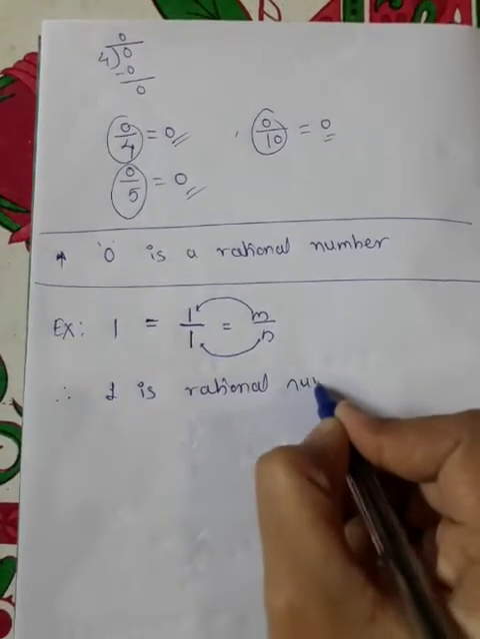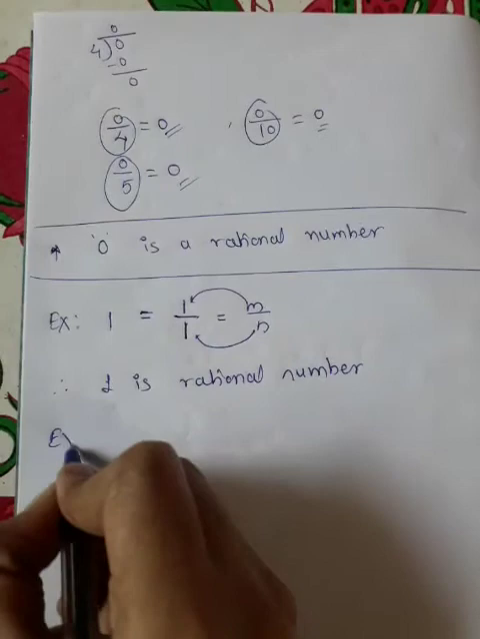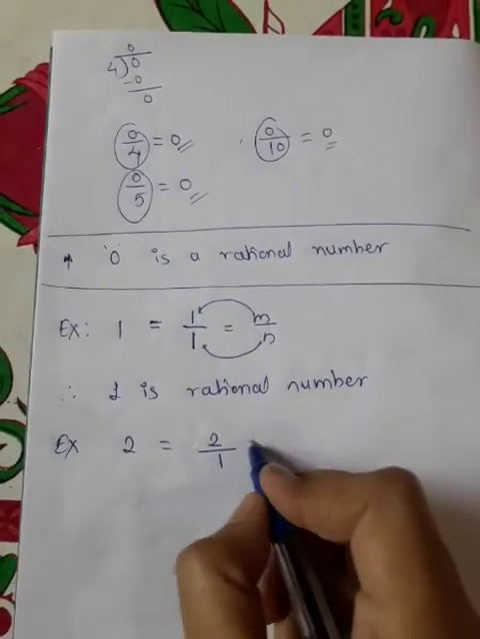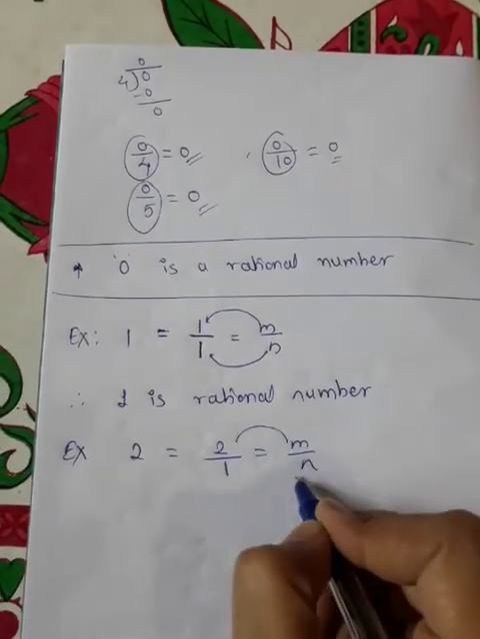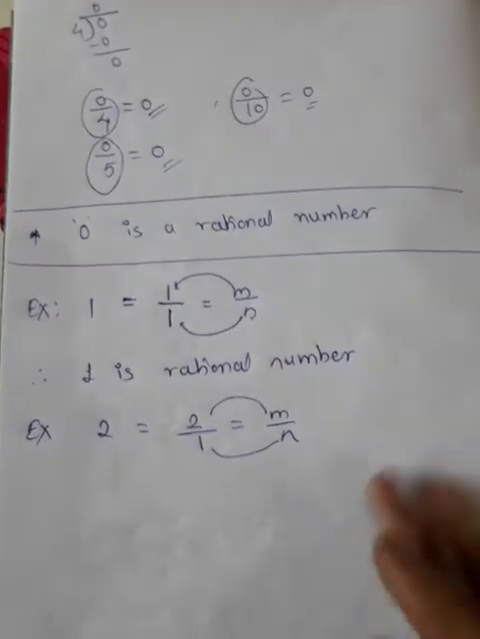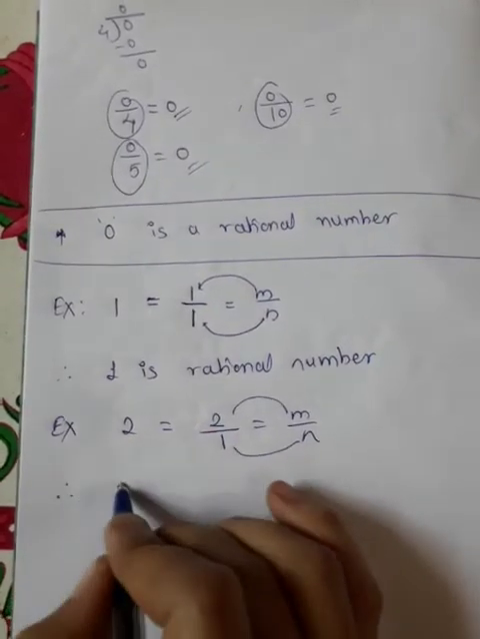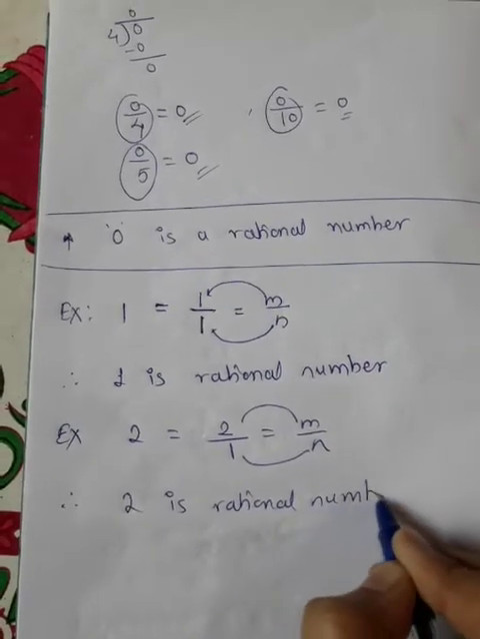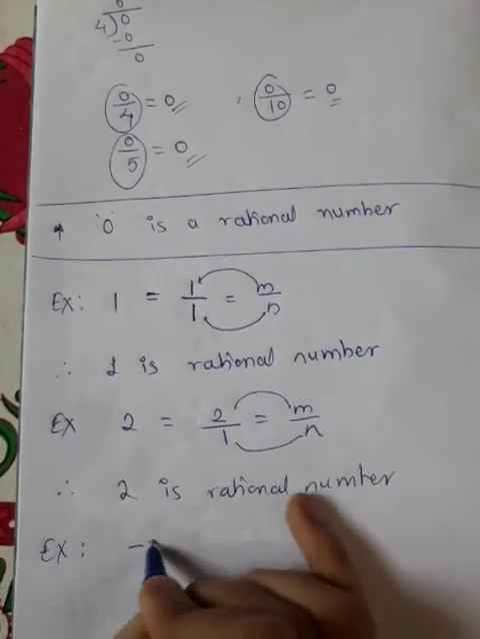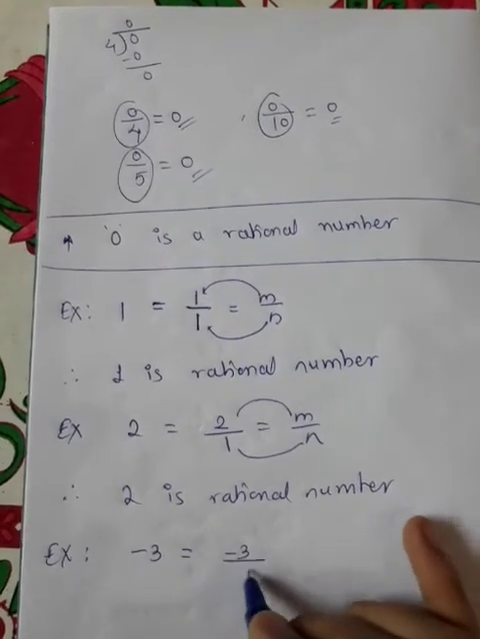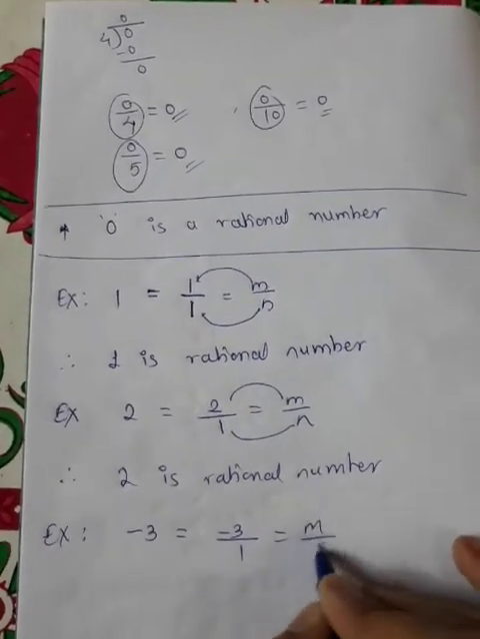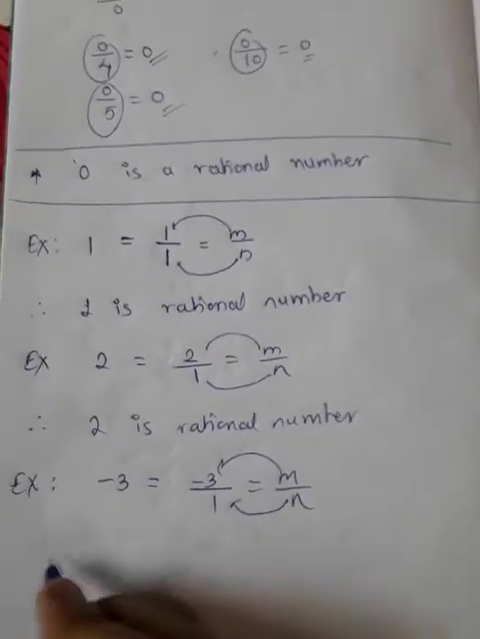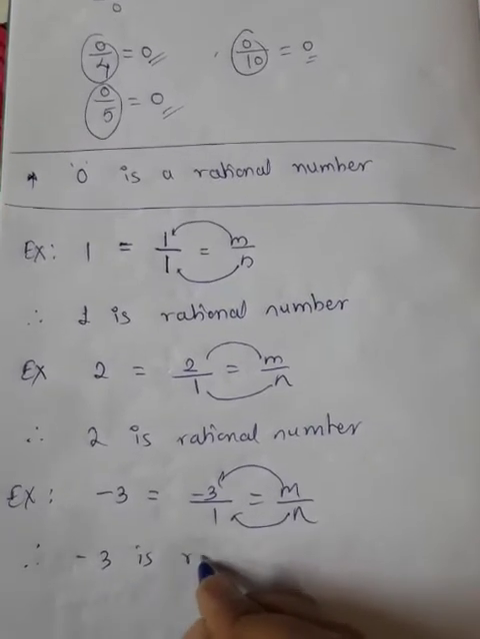So like this, you can also say 2 is a rational number. See, because we can write 2 as 2 by 1. Okay, so this is also in the form of m by n, where m is an integer, n is an integer, not equal to 0. So here 2 is also a rational number. Okay, so if we take minus 3, you can write minus 3 as minus 3 by 1. So see, this is also in the form of m by n. So here m is an integer, n is also an integer, which is not equal to 0. So therefore minus 3 is also a rational number.